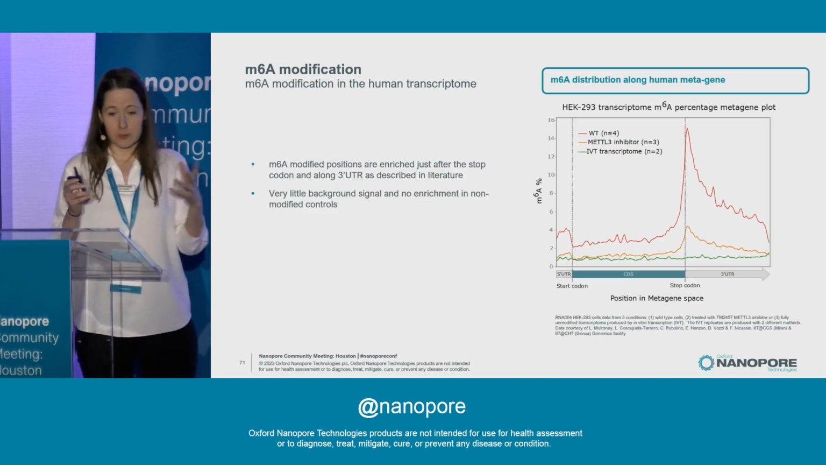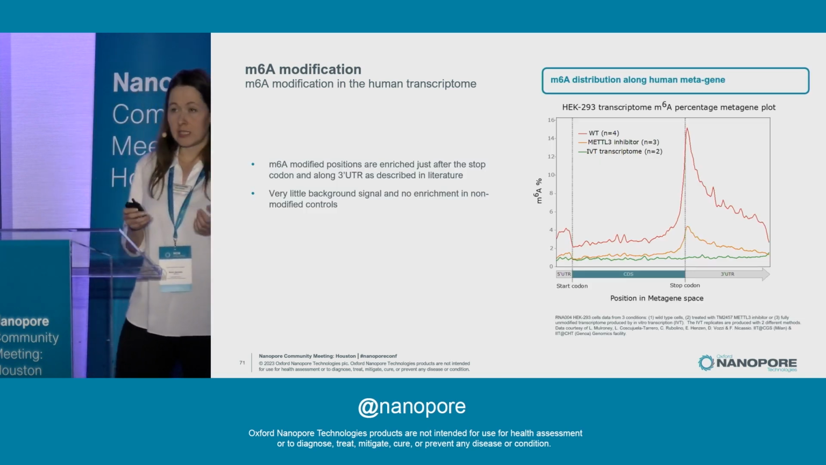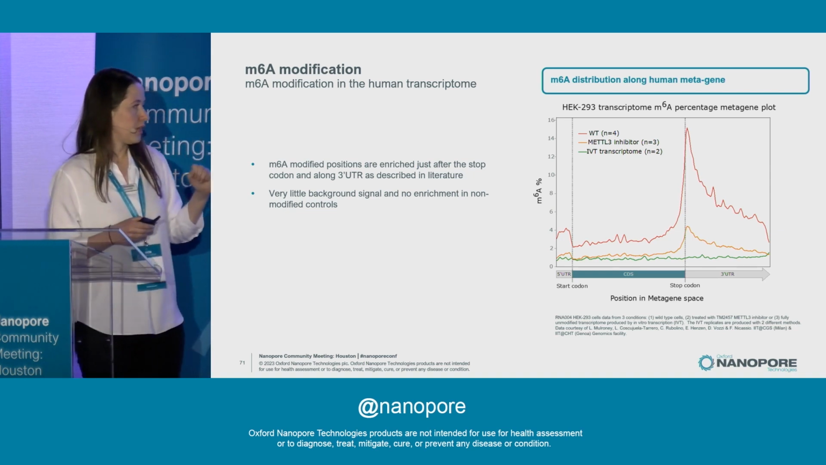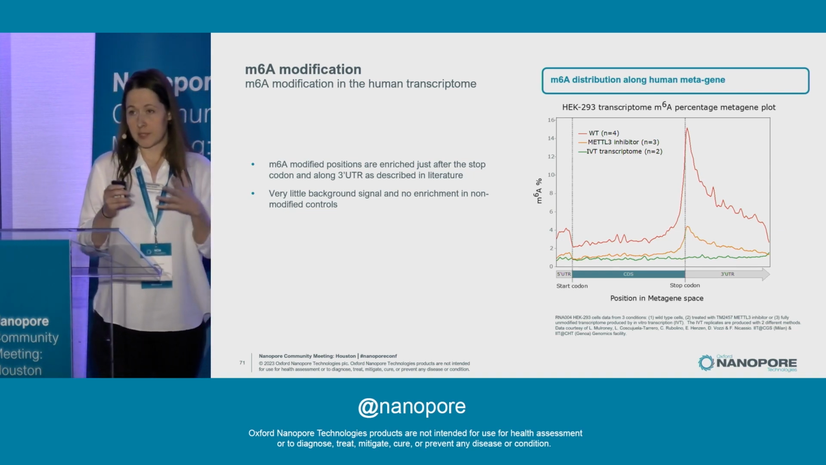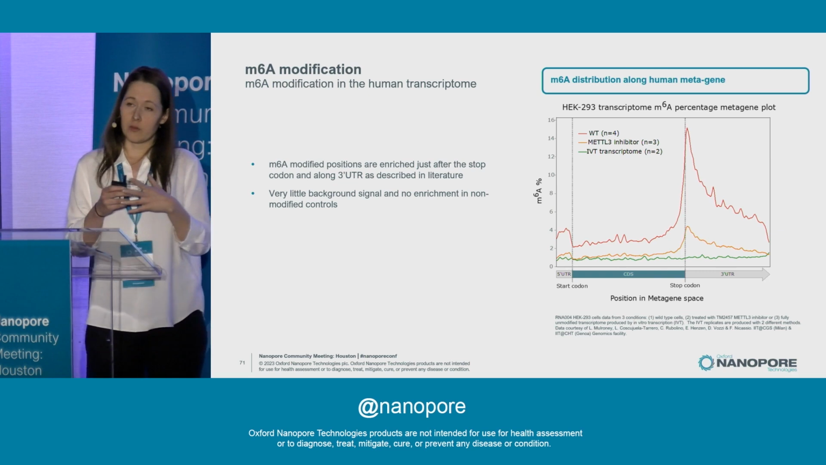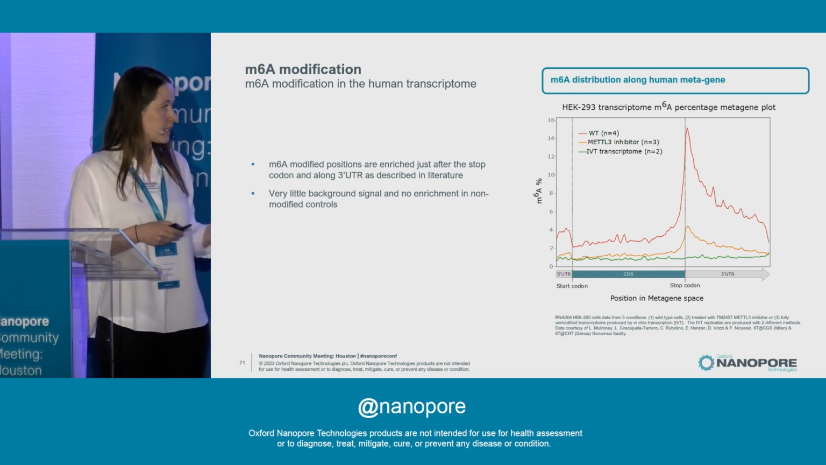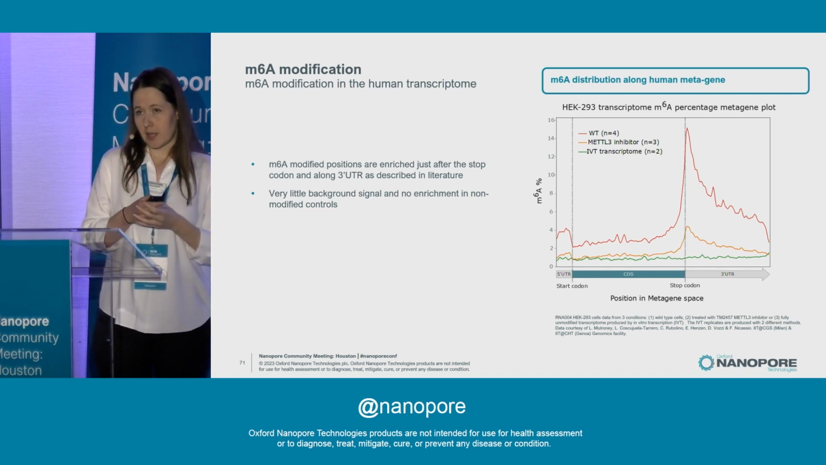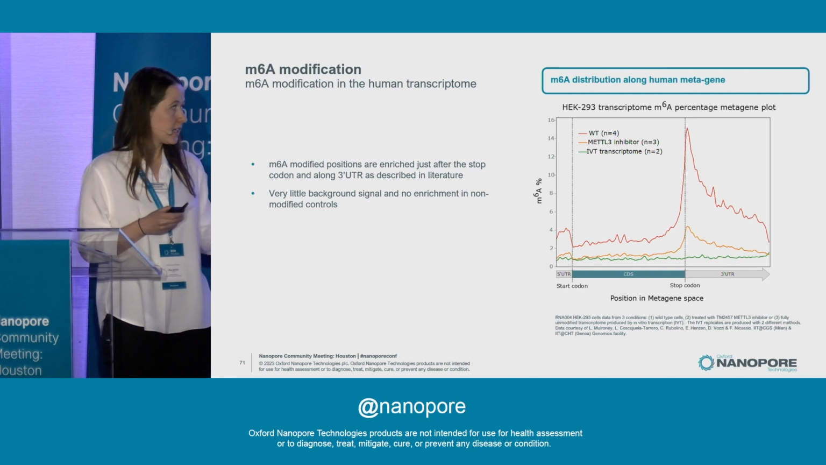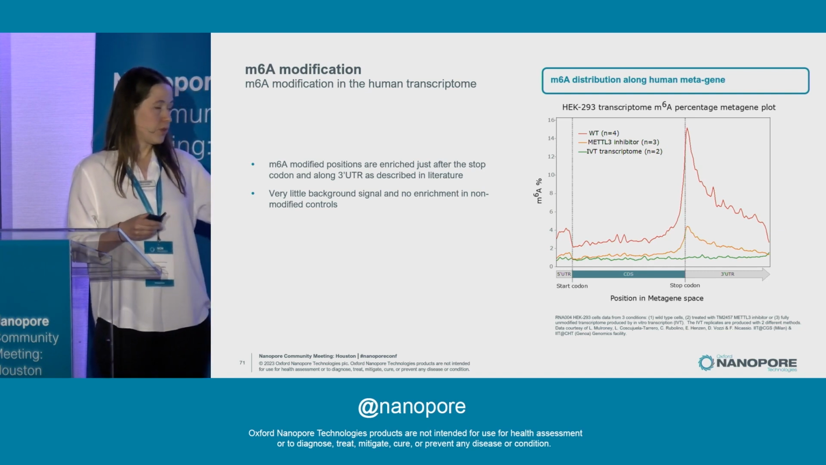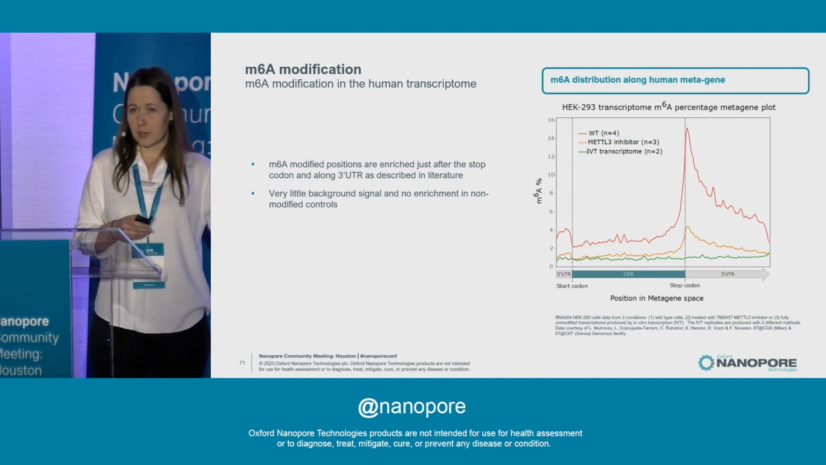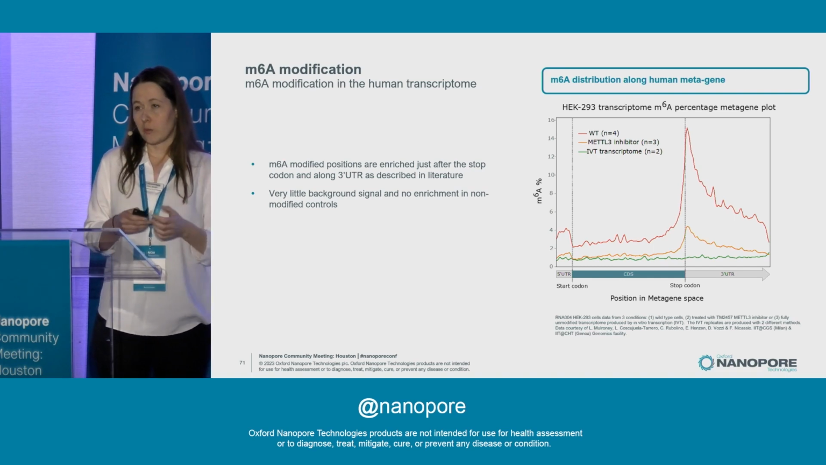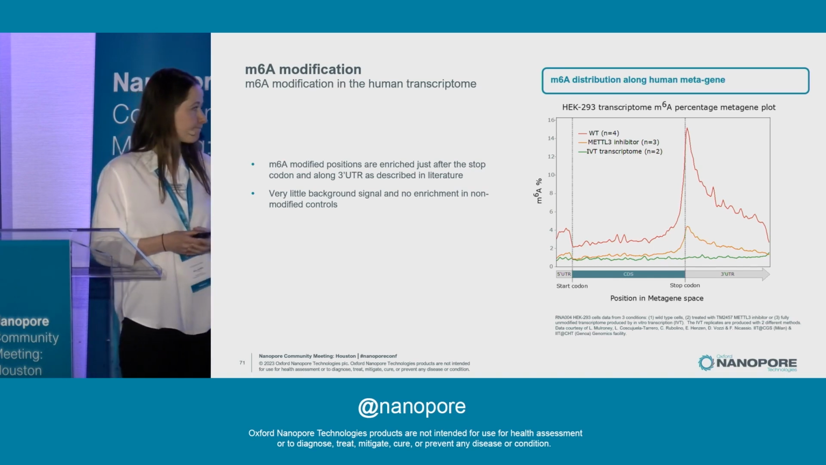We can also look at this more globally, at a metagene or metatranscript level, which is shown here. It's known from the literature that m6A tends to accumulate around stop codons and 3' UTRs. You can see this well in this plot, where the red line indicates where the m6A signal is accumulating: stop codons and 3' UTR. But we don't see this enrichment in conditions where we know there is no modification.